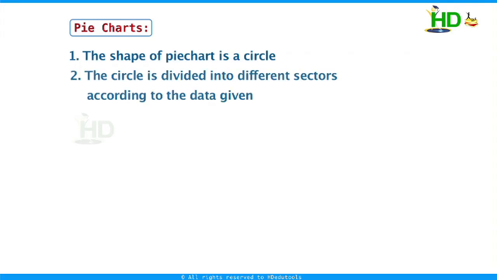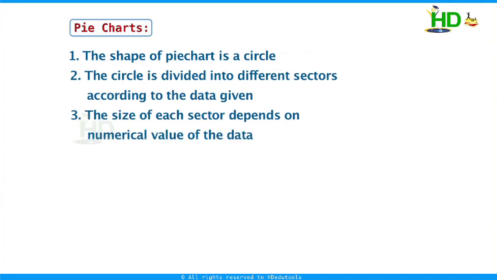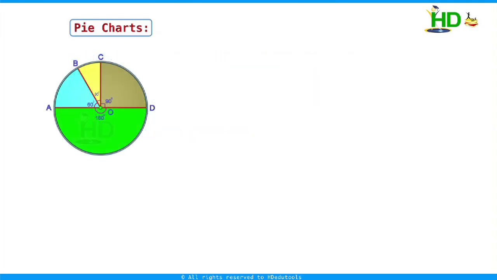The next one is pie charts. This is another way in which data can be presented. The shape of a pie chart is a circle. The circle is divided into different sectors. According to the data given, the size of each sector depends on the numerical value of the data. For example, say this is a pie diagram related to the monthly budget of a family.